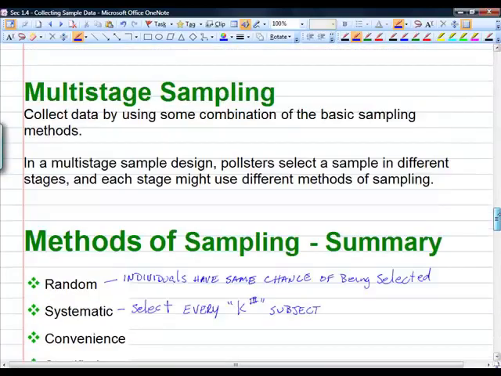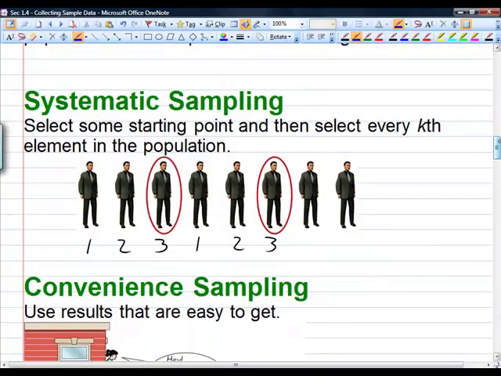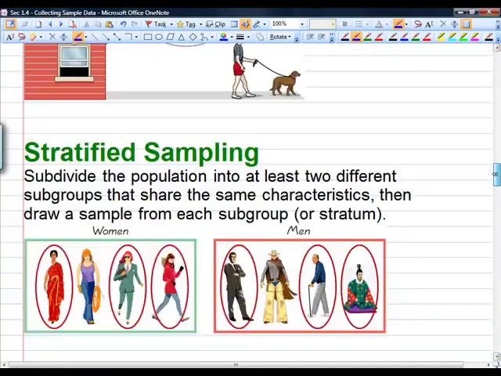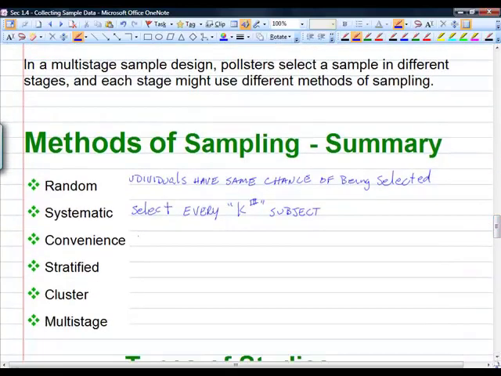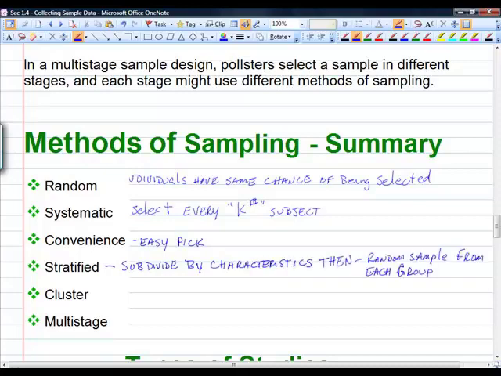No? Well, if we go back to our picture right fast, here it would be every third subject. 1, 2, 3, third one selected. 1, 2, 3, you're selected. The k is just a variable that says it could be first, second, third, fourth, fifth, whatever you're interested in doing. Convenience sampling. Easy pick. What is the most convenient? Stratified. Subdivide by characteristics and then what? A random sample within each group. Subdivide by characteristics. That's a good way of putting it.